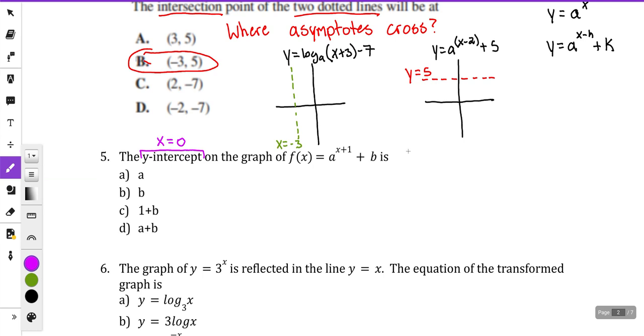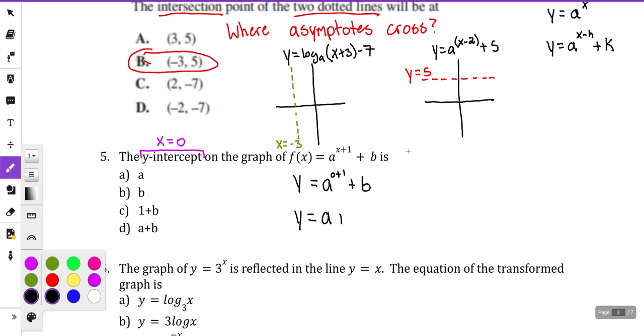But anytime I see y-intercept, I'm like, oh, okay, x is 0. So if I want to solve that y-intercept, I could just go to my equation and change x to be 0, and then see if I could solve it. And that actually works here. So if I go to my equation, f of x is y. Same idea. Change x to be 0. So this becomes a to the power of 0 plus 1, plus b. Well, 0 plus 1 is 1. So this is a to the power of 1, plus b. The y-intercept is at a plus b.